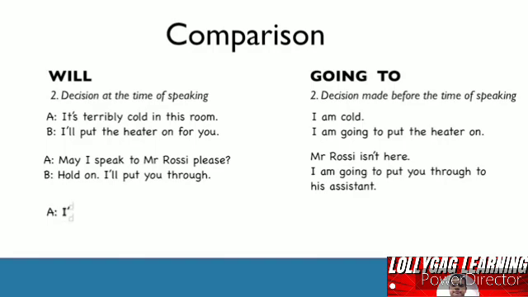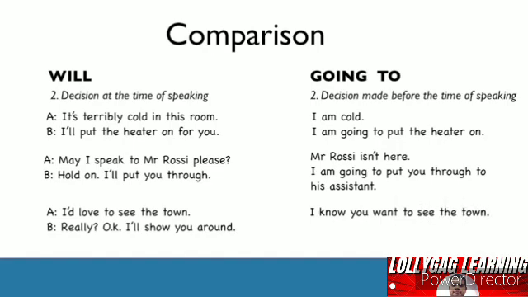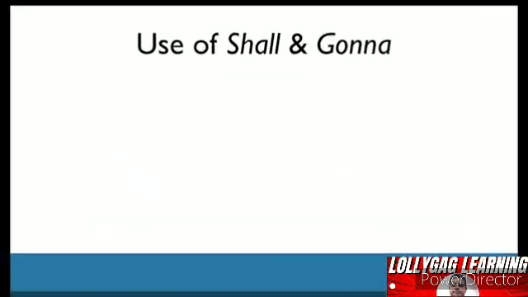And our final example was, someone said, I'd love to see the town. You reacted in the dialogue by saying, really? Okay, I'll show you around. Whereas in the going to example, you already knew that they wanted to see the town, and you had decided to show them around. So you said, I know you want to see the town. I'm going to show you around. Well, that should have clarified the differences between will and going to for you.